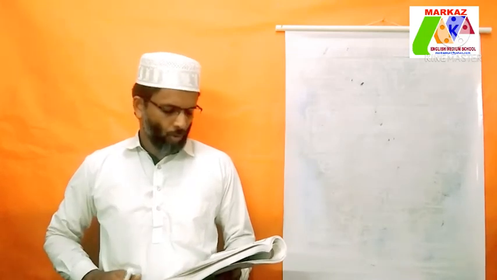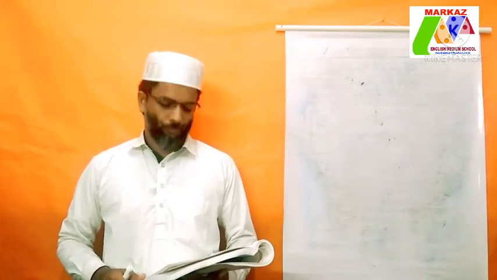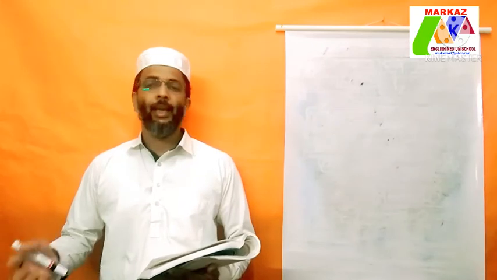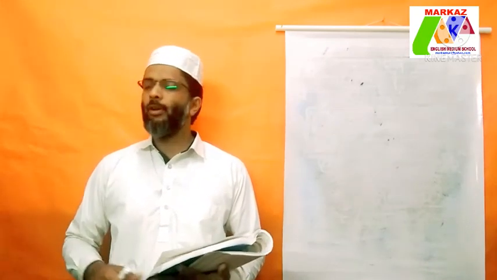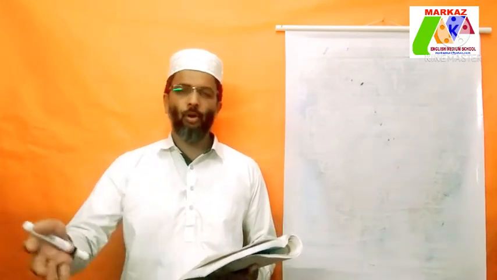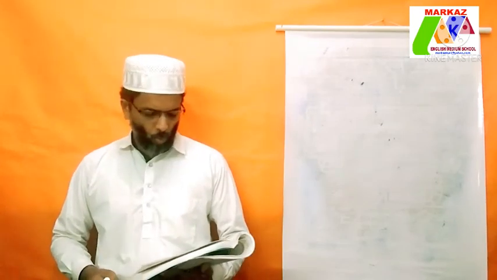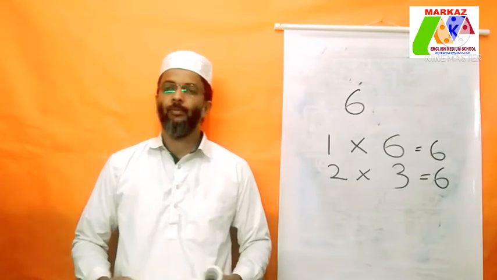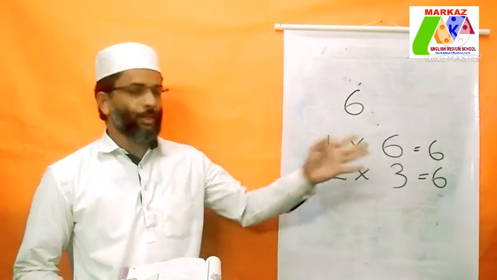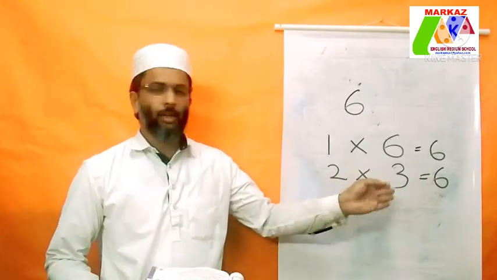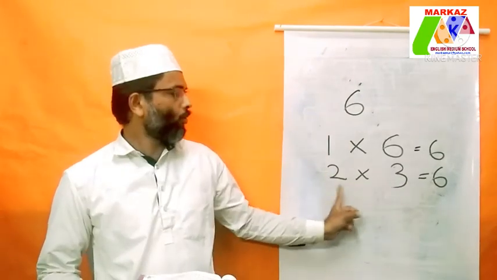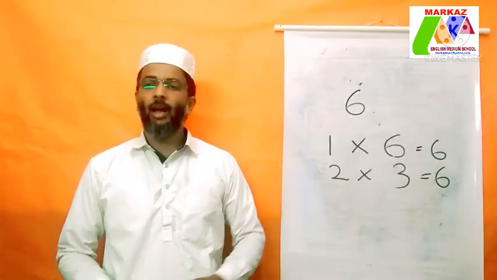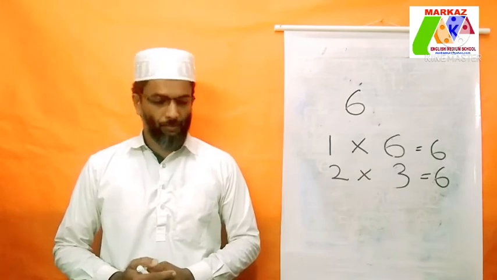Question number C. Write 2 multiples of 2. 4, 6, 8, 10 are examples of multiples of 2. Write 4 and 6. Next, write 2 factors of 6. We learned factors in detail. 1 into 6 is 6. 2 into 3 is 6. 1, 2, 3 and 6 are the factors of 6.